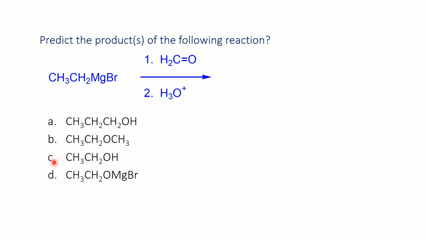So that leaves out C and D, we can eliminate. But B is an ethyl. So our result, therefore, is this. So we start off with this ethyl system, add a carbon, and now we have the propanol.